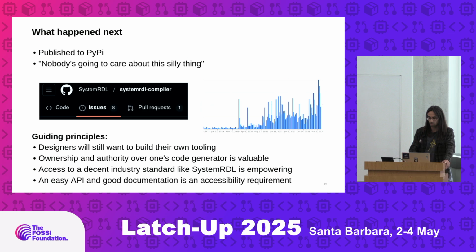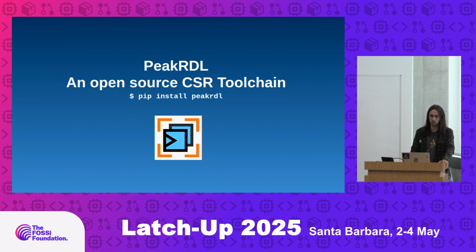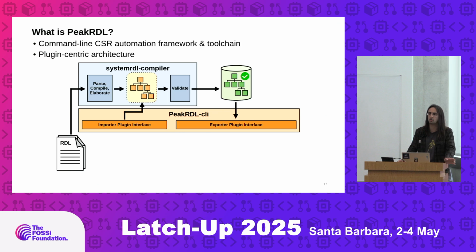So great. So now I have a compiler, and now I want to follow those principles. So what comes next is PeakRDL, open source CSR toolchain. You can pip install it like that. I hacked together a little logo. I'm not a graphic designer, but there you go. So what is PeakRDL? Primarily, it's a command line control status register automation framework and toolchain. That's kind of how I'll advertise it. It is extraordinarily plugin centric.